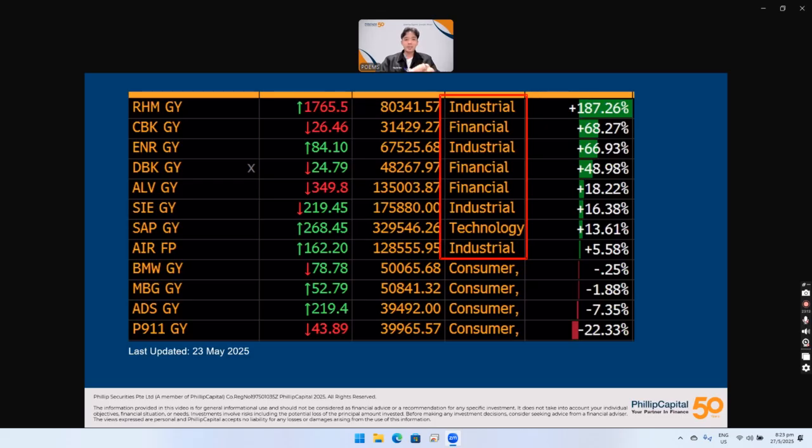I think I cropped it off, but this is a year-to-date performance. That's about twice. If you invested, you probably have close to 200% profit already. But nevertheless, this is the past performance.